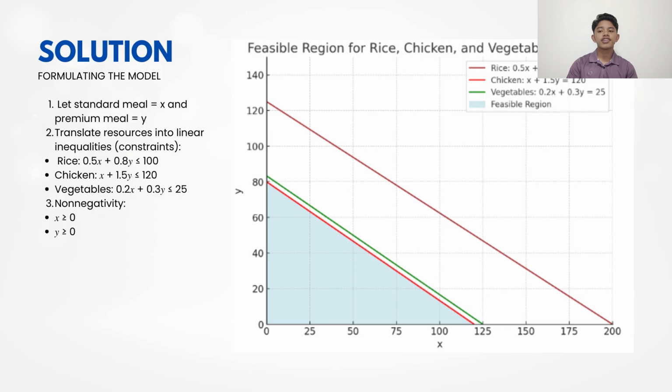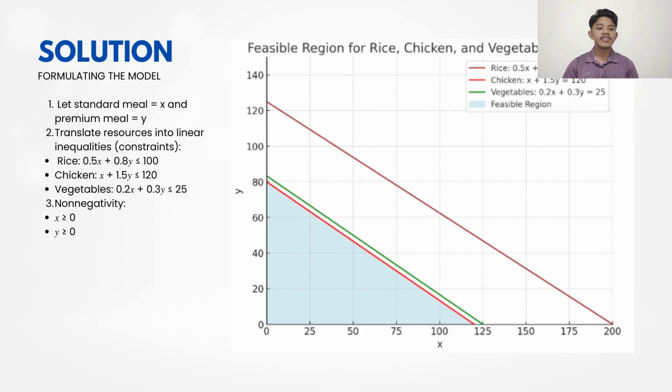And also, to ensure that there will be no negative value of meals produced by the company, we will also include non-negativity constraints, which are X, the standard meal, must be more than or equal to 0, and Y, the premium meal, must also be more than or equal to 0.